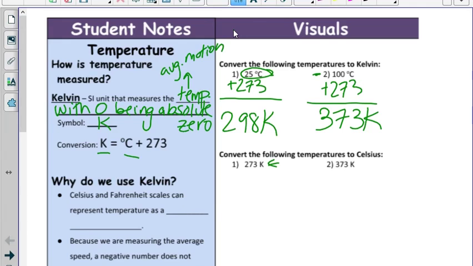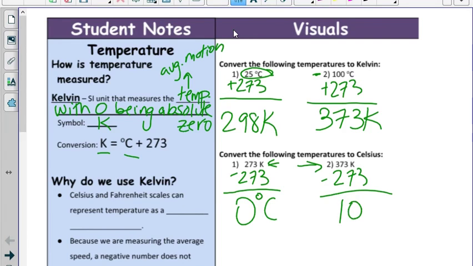Now, if we're going the opposite direction, like we said, from Kelvin to Celsius, we have to do the opposite. So instead of adding 273, we have to subtract 273. So if we start with 273 Kelvin, we subtract 273, what degrees Celsius do we have? We have 0 degrees Celsius. What about this one? We have 373 Kelvin. We subtract 273. What do we get? We get 100 degrees Celsius.